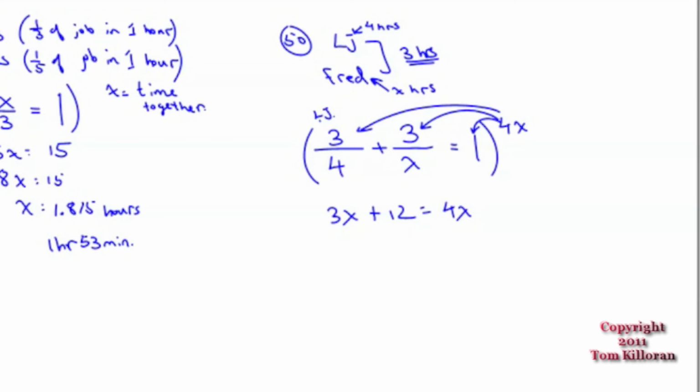Wow, he's slow. Yeah, he is slow. Subtract 3 and you get x is equal to 12. So by himself, it takes him 12 hours. Lumberjack is really good. Fred's a little slow. He keeps breaking the chains.